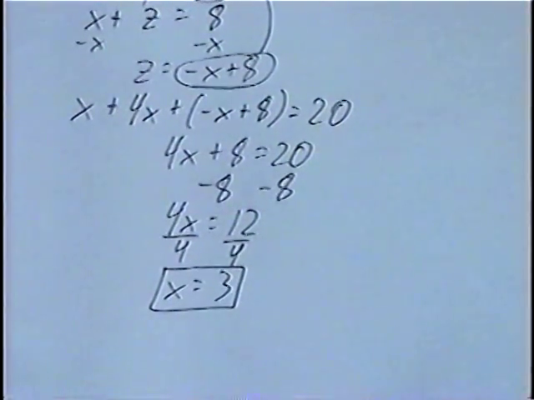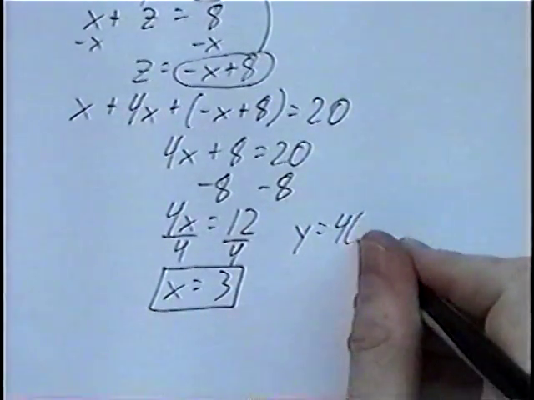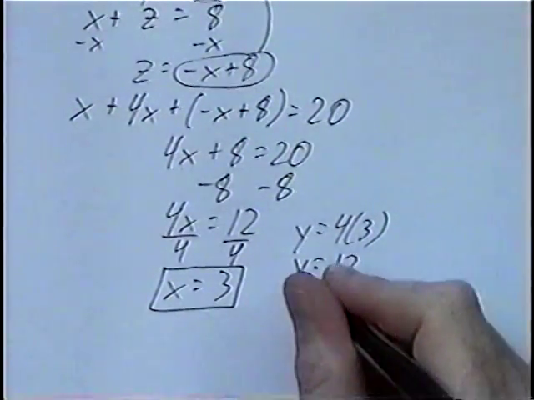Once we solve for one variable, then we can solve for the others. The second equation was y equals 4 times x. We can replace x with 3, so y would equal 12.